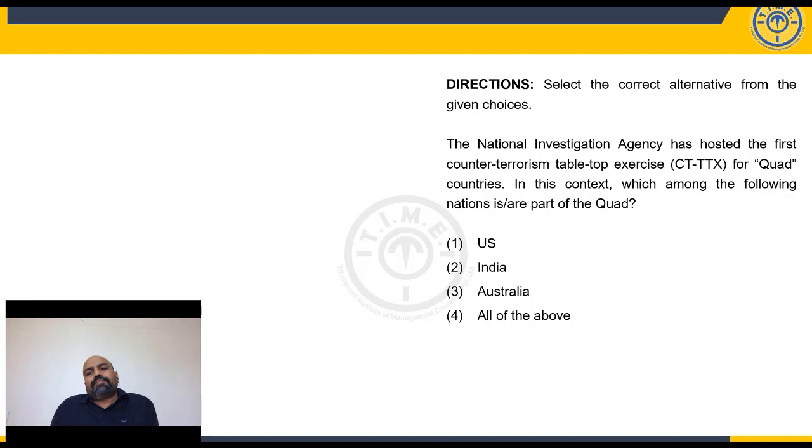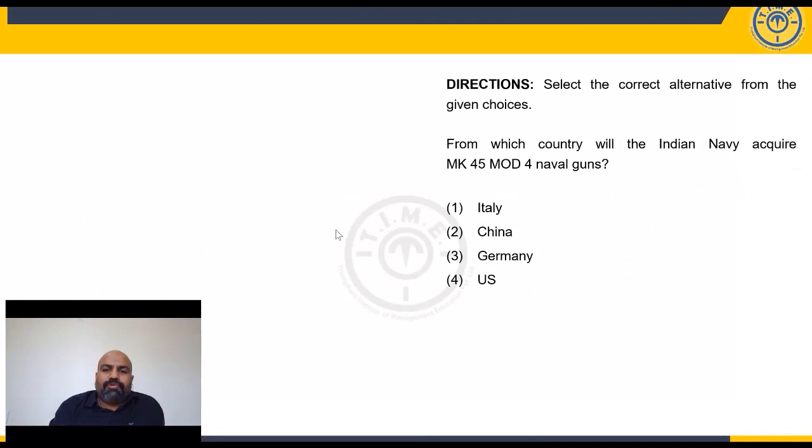Next, Japan. The capital is Tokyo, the prime minister's name is Shinzo Abe, S-H-I-N-Z-O, A-B-E. If you've been watching Ninja Hattori, you would recall Shinzo, the younger brother of Hattori. Then the currency of Japan is yen, Y-E-N. So all four are part of the Quad.